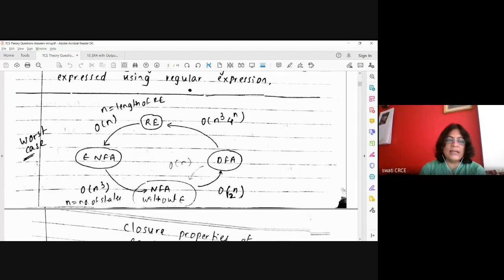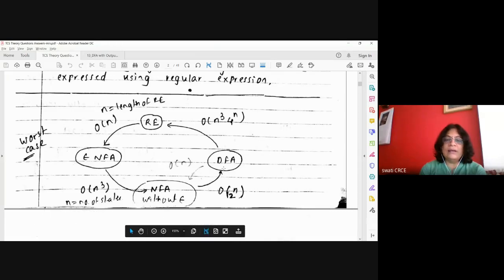From this regular expression we can find out the NFA with epsilon, because the standard diagrams are there. Sometimes we cannot draw the regular expression to DFA diagram directly. So we follow the standard diagrams and convert the regular expression into NFA with epsilon. Then you can convert NFA with epsilon to NFA without epsilon, and then we convert NFA without epsilon to DFA. And again from that DFA we can find out the regular expression. So this is in a circle.